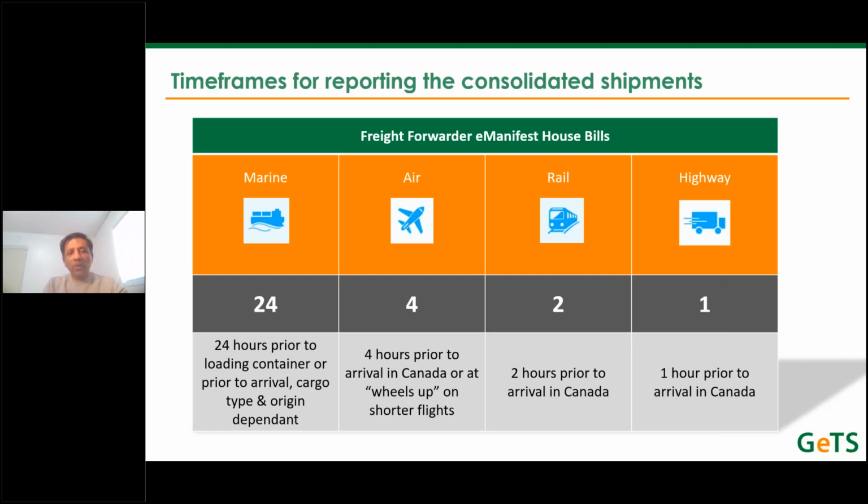For air mode, it is 4 hours prior to arrival in Canada or wheels up. I mean, some flights would come from New York, so at least before wheels up you need to report. For rail and highway, which is for the US side, it is 2 hours prior to arrival into Canada for rail, and 1 hour for the highway.